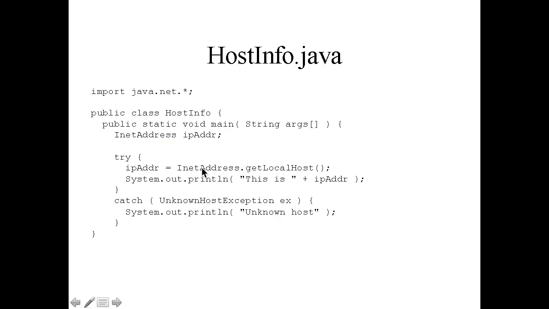So here we are using the InetAddress, and we're getting the local host, and now we can get the local host's IP address, and we can print it out. So that's a good example of how InetAddress works.